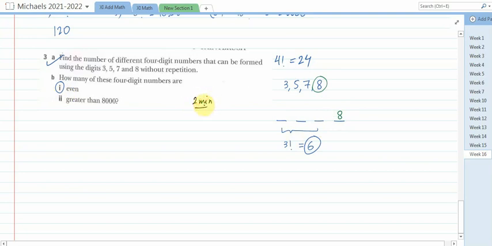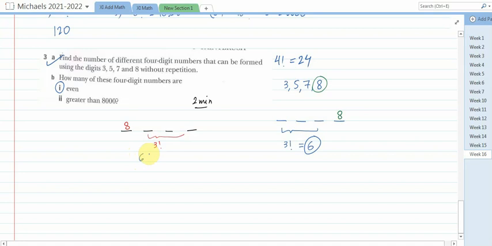Alright. It says greater than 8,000. Firstly, I need to plot the numbers 1, 2, 3, 4. If the number is greater than 8,000, the first number must be equal to 8, right? Because if the number starts with 8, then it is greater than 8,000. Either it can be 8537, 8735, 8375, any three numbers, right? So now it will be 8 in the first position, and the three numbers are free. So it's 3 factorial, and the answer of the second part is 6 as well.